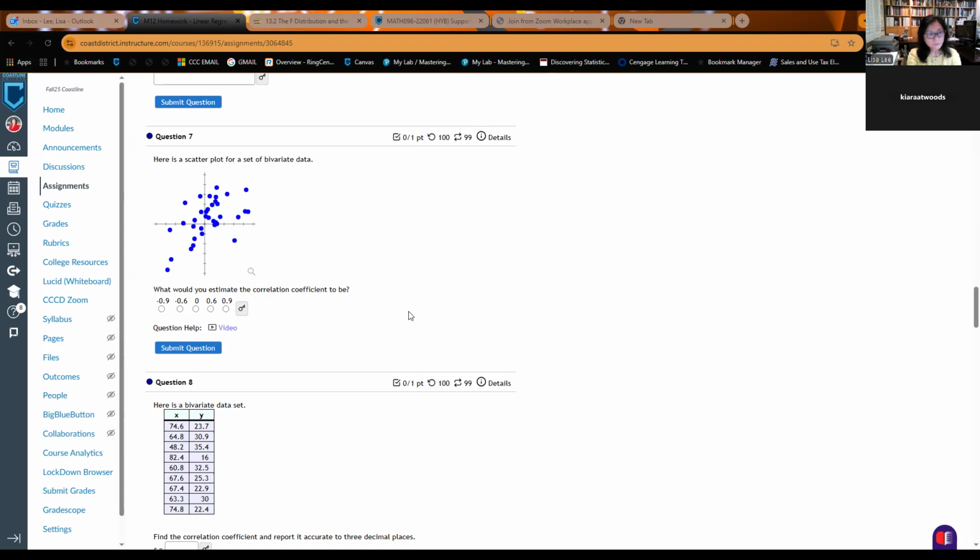Let me see. I want to say... Well, 0.6 and 0.9 both look close, but it looks very close because it kind of looks like it's going up there. I don't really see too much scattered around. I'm going with that. There are some points scattered around. So you should choose 0.6, right? Oh, it's 0.6.